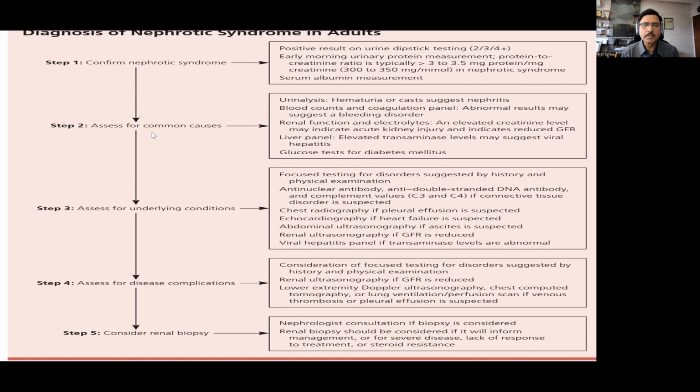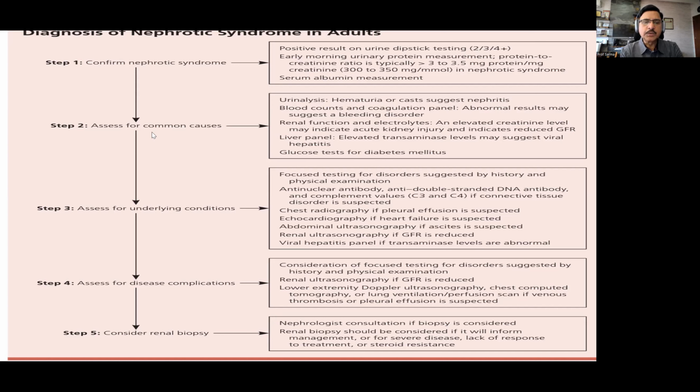And any pleural effusions, we can detect it on chest X-ray. And echocardiography, to rule out any heart failure, and abdominal ultrasonography for ascites, if ascites is suspected. Renal ultrasound if GFR is reduced, and viral hepatitis panel if transaminase levels are abnormal. Only in selected cases. Okay.